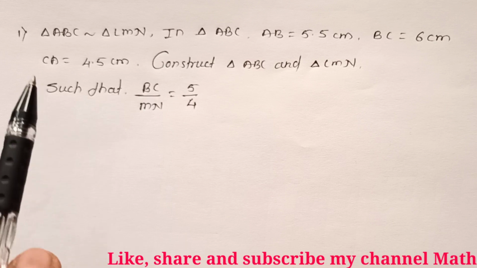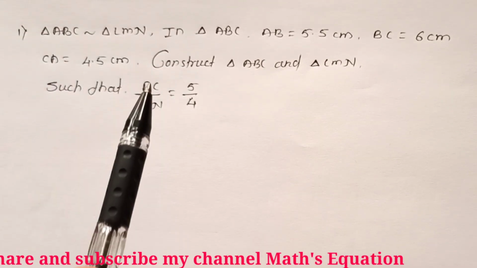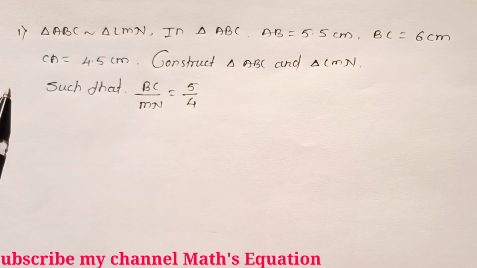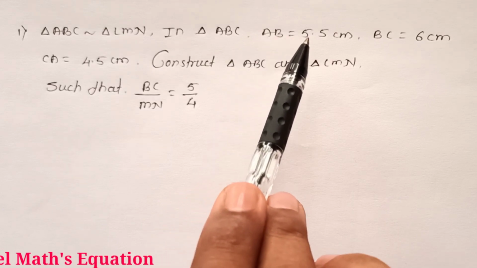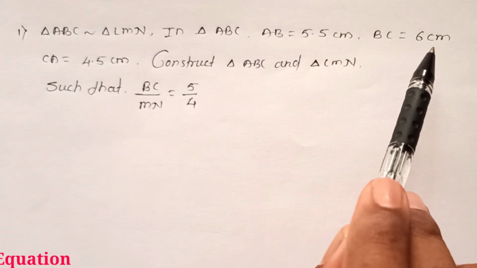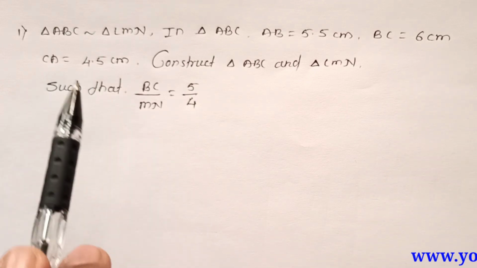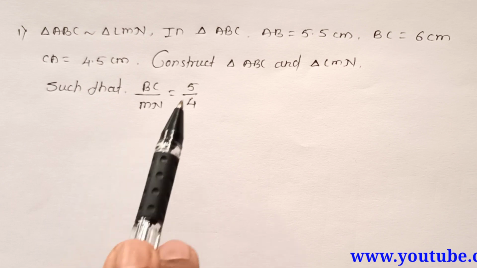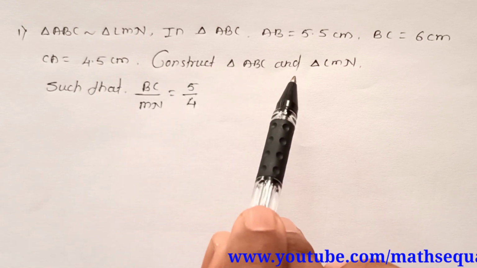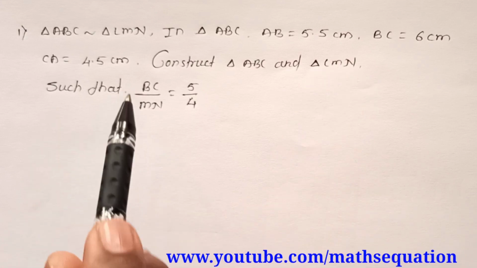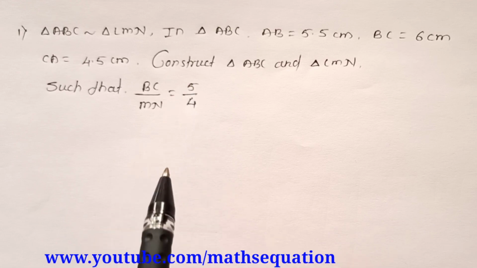Look at this question. Triangle ABC similar triangle LMN. That means such a type of similar triangle will be given. In a triangle ABC, AB is equal to 5.5 cm, BC is equal to 6 cm, CA is equal to 4.5 cm. Then construct triangle ABC and a triangle LMN such that this ratio is given: BC upon MN is equal to 5 upon 4.